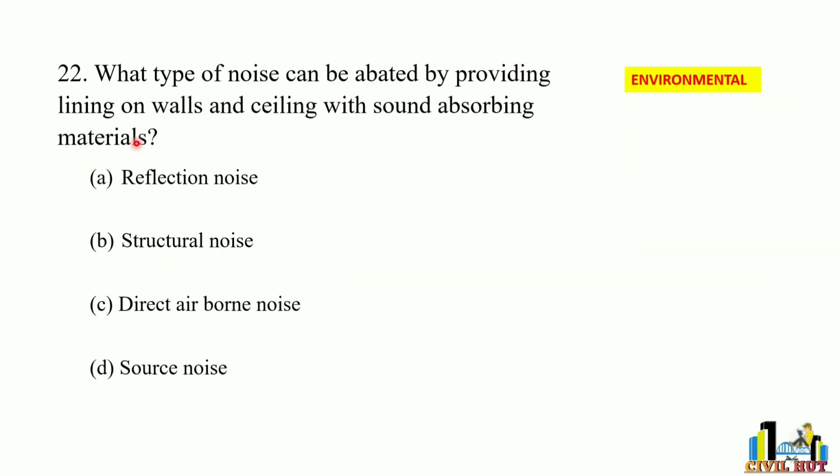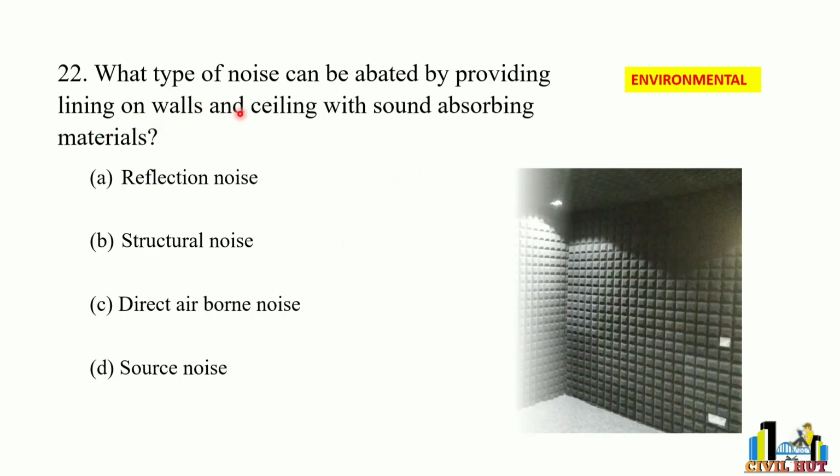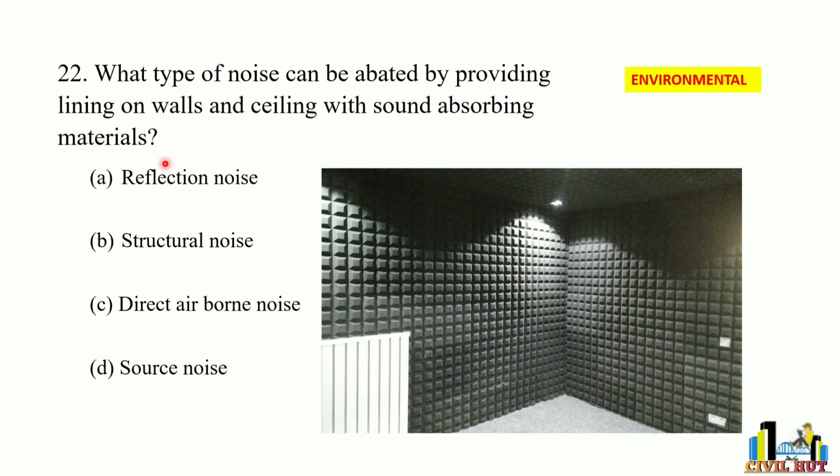Next one: what type of noise can be abated by providing lining on walls and ceiling with sound absorbing materials? A reflection noise, B structural noise, C direct airborne noise, D source noise. This is from environmental engineering. By lining walls and ceilings with sound absorbing materials, we can restrict reflection noise. We see this in movie theaters and studios, where they use materials that absorb sound, reducing the reflected noise. So our option is A, reflection noise.